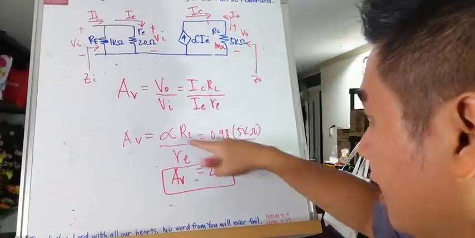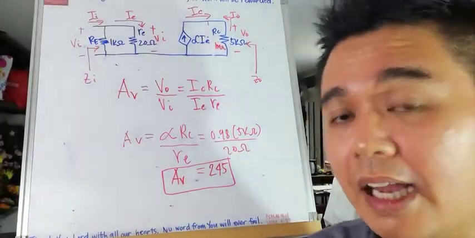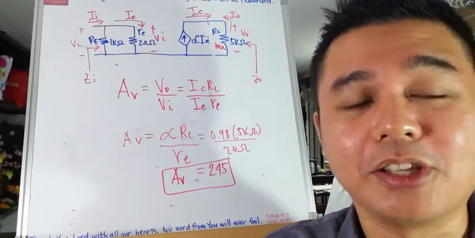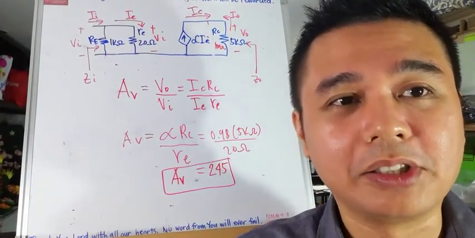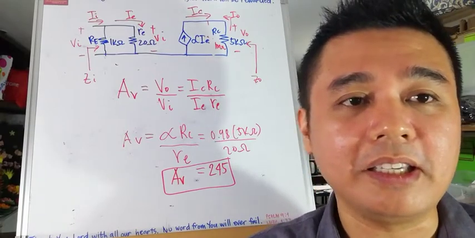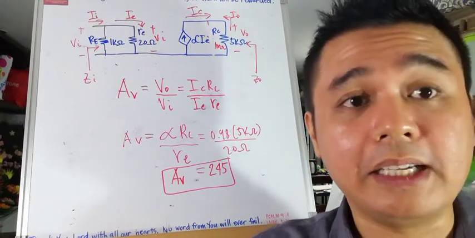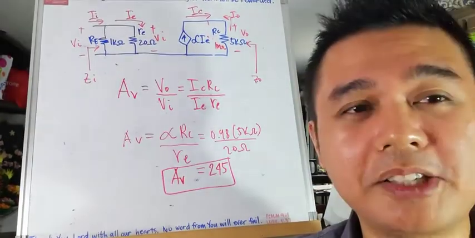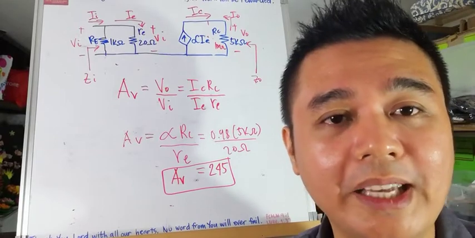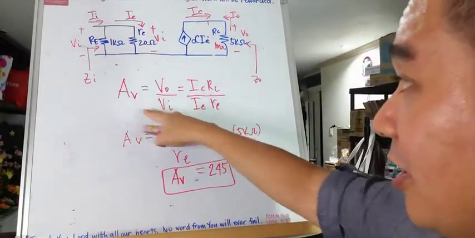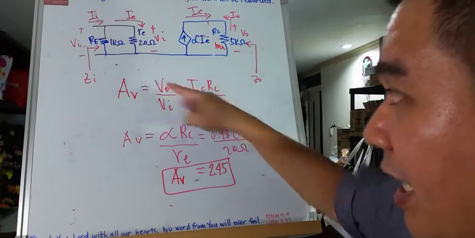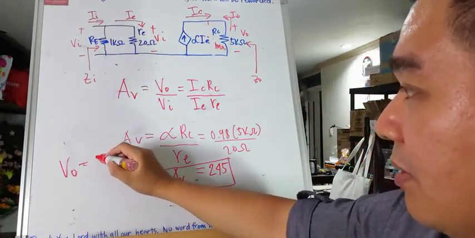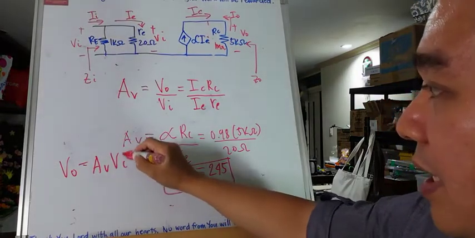Substituting the values for alpha and resistances, ang makukuha nating voltage gain ay 245. Ang gain is unitless. Alright? So kapag nag-multiply tayo ng value dyan, ang magiging product niya is kung ano yung i-multiply natin. So for example, ang input voltage natin is 1 millivolt. What is the output voltage? Babalik lang tayo dito sa equation na yan. Ang hinahanap natin ay output voltage, no? So we have V out is equal to the voltage gain times V in.